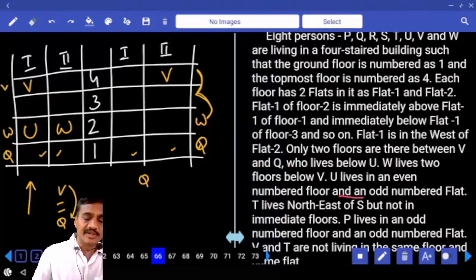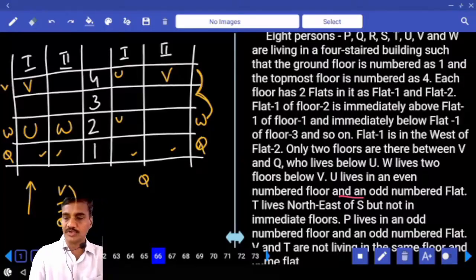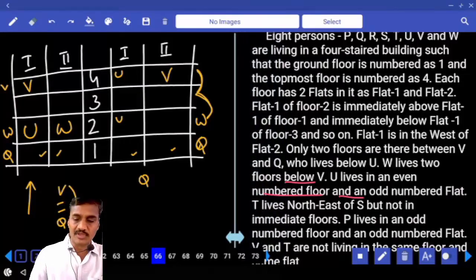Then coming back to this one, U lives on an even numbered floor and odd numbered flat. Odd numbered flat, so where can U be? U can be on an even numbered floor. Now U can be here or U can be here. 2 possibilities here. Can U be on the 4th floor or not? W lives 2 floors below V. U lives on an even numbered floor. T lives to the northeast of S, but not on an immediate floor.